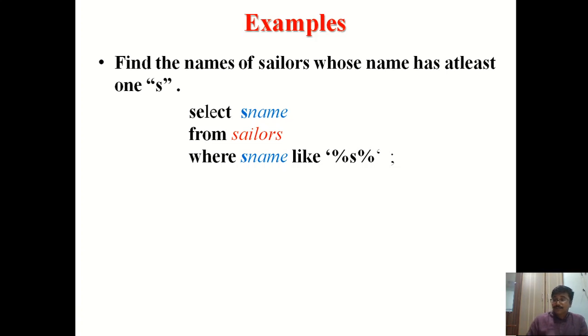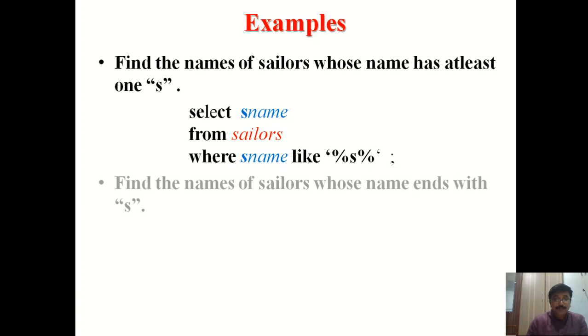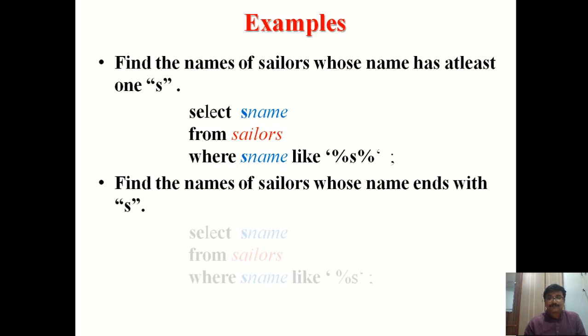This is the way we can get the answers for different queries. The next one, find the names of Sailors whose name ends with S. Ends with S means before S there may be a character or characters. So that's why we can write select sname from Sailors where sname like percent S. So this is the query.